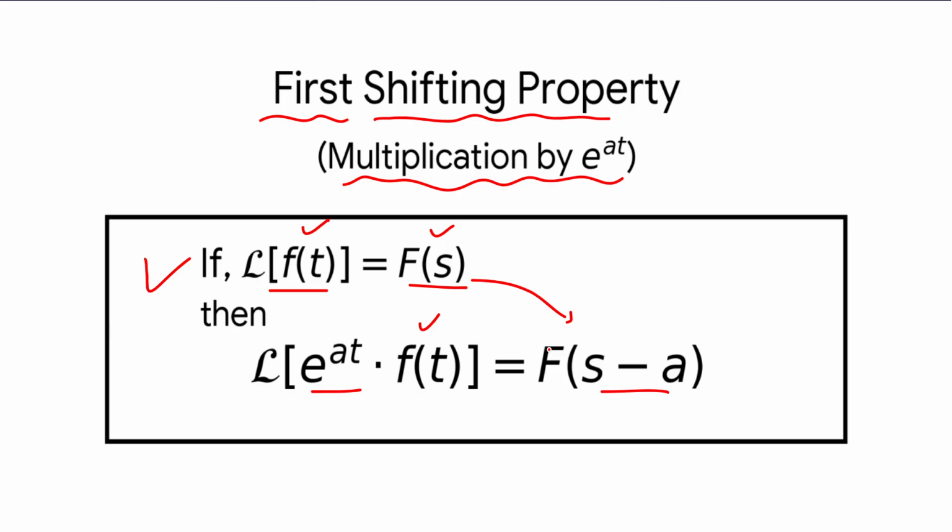Remember this. Or instead of e raised to at, if e raised to minus at would have been there, then you have to just replace s by s plus a. Remember, if e raised to at is multiplied, you replace s by s minus a, and if e raised to minus at is multiplied to any function, you replace s by s plus a. This is our main formula.